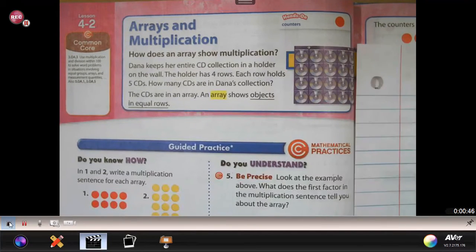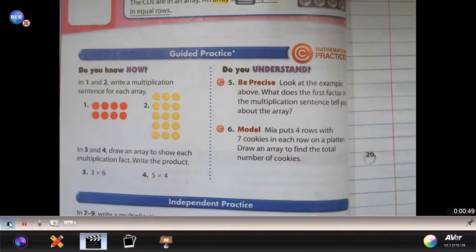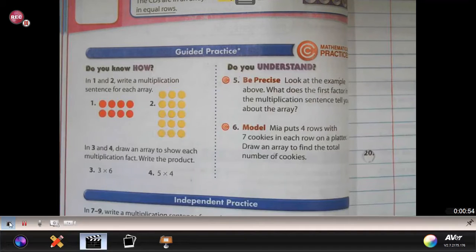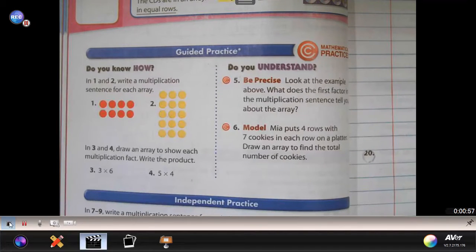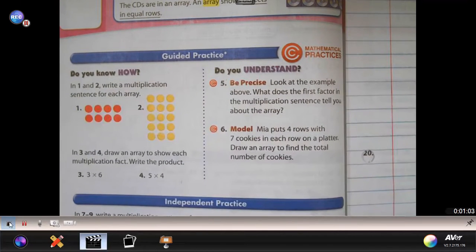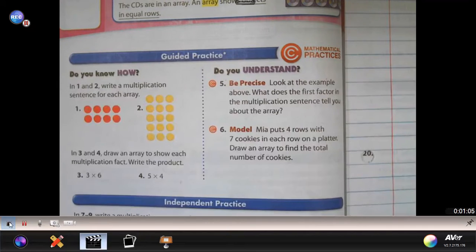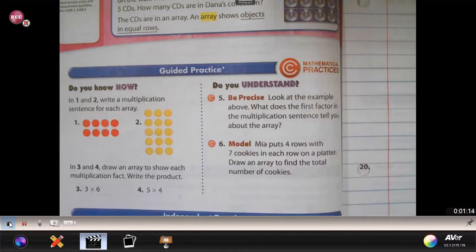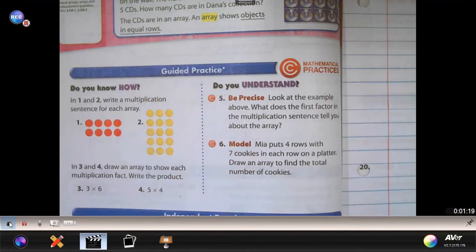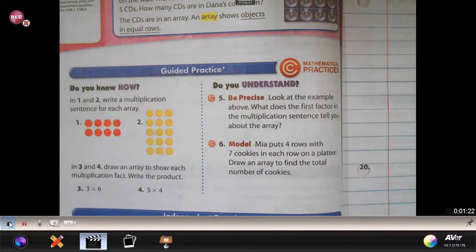So if we go to number 6, it says, Mia puts 4 rows with 7 cookies in each row on a platter. A platter is just a large plate. Draw an array to find the total number of cookies. So again, we're using multiple groups, and in this case, an array. If you read up here, it says an array shows objects in equal rows, which a row can be considered a group since we're putting objects into a special group called a row.